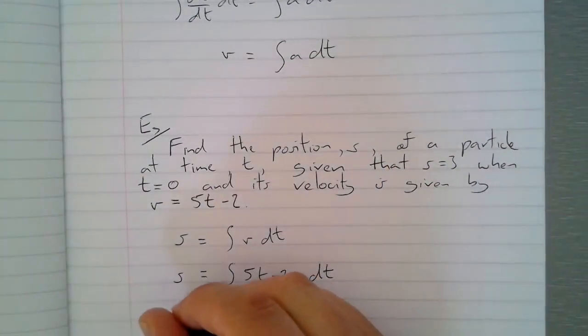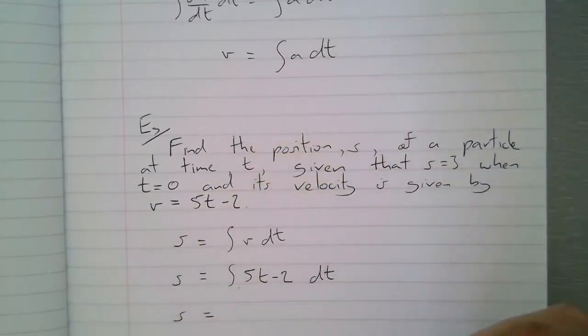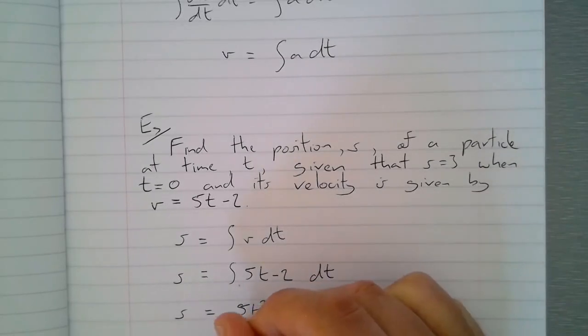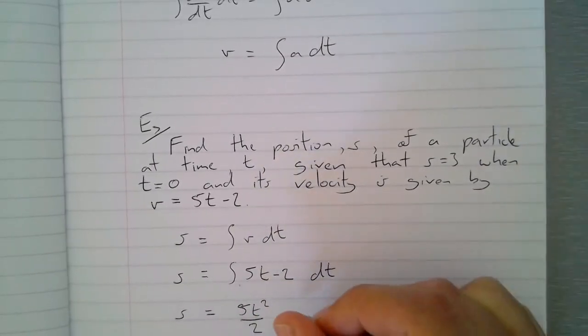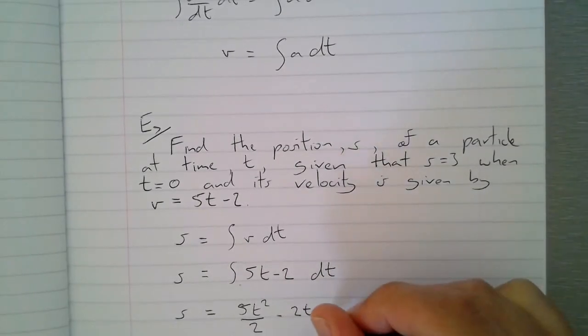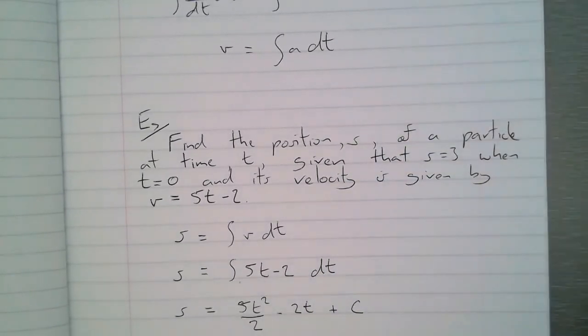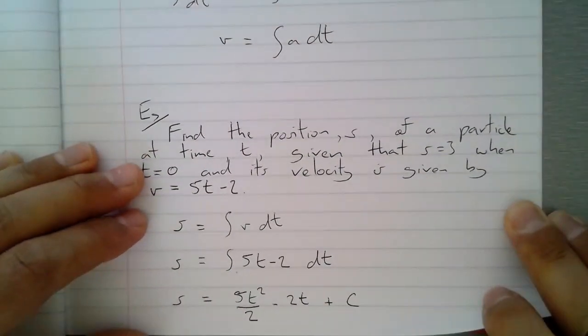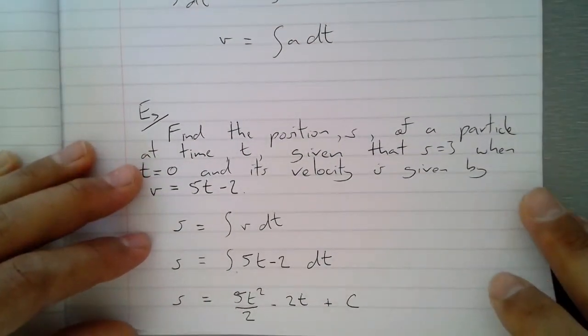If I integrate this, I've got s is equal to, so I need to raise the power up and divide by it, raise the power up and divide by it, and I've got some constant that I don't yet know. So s equals 5t squared over 2, minus 2t, plus c.